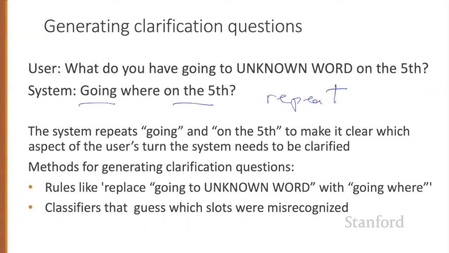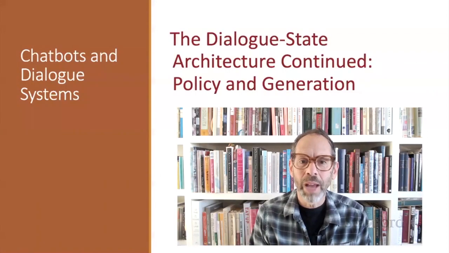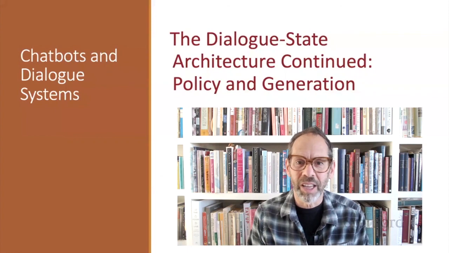Targeted clarification questions can be created by rules, such as replace going to unknown word with going where, or by building classifiers to guess which slots might have been misrecognized in the sentence. We've now seen all the pieces of the dialogue state architecture.